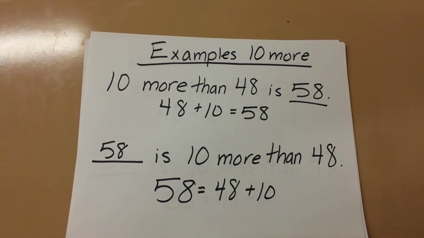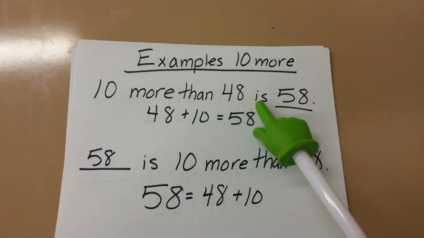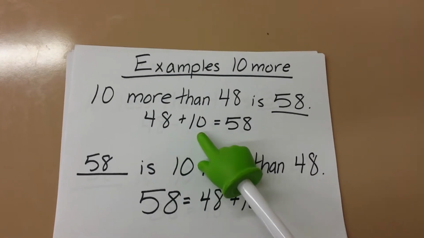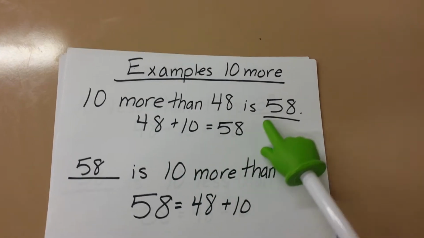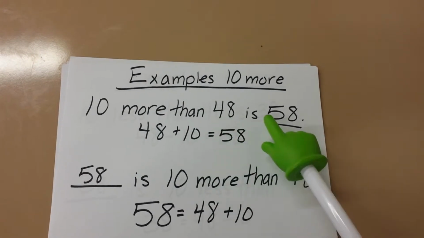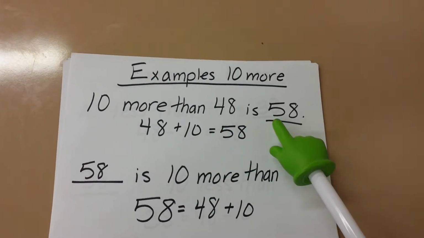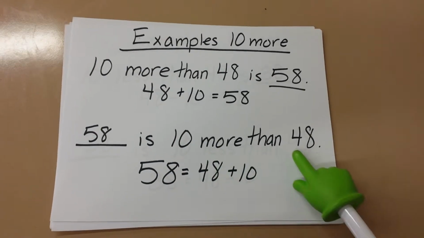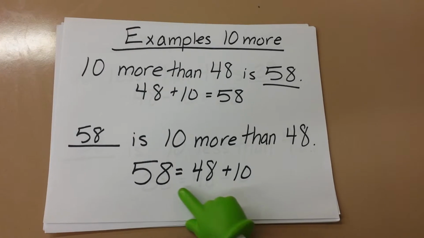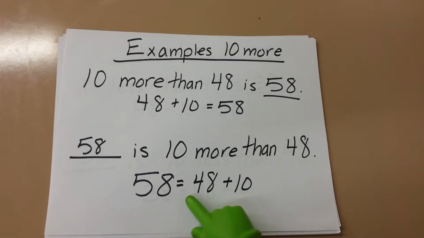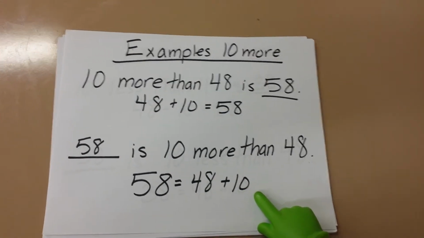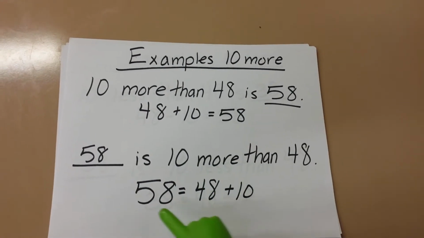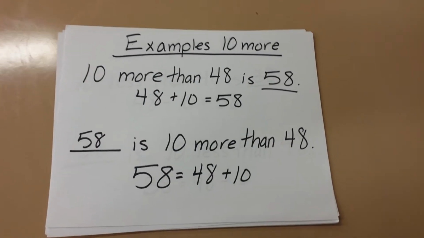Here's an example of 10 more. 10 more than 48 is 58. 48 plus 10 equals 58. As you can see, our tens place went up by 1. 58 is 10 more than 48. 58 equals 48 plus 10. As you can see, these sentences mean the same thing as this number sentence here.